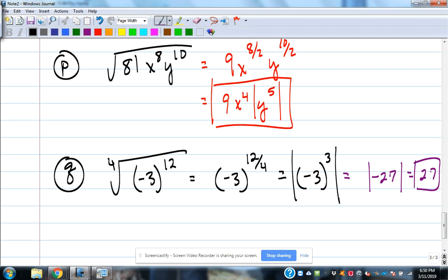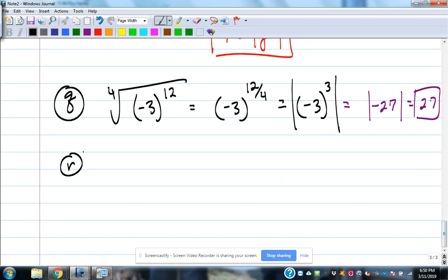Do another. Fifth root of m to the 10th. M to the second, 10 divided by 5. Does it need absolute value marks? No. Index was what kind of number? Odd. So that's what tells us we don't need it. Okay. Easy enough.